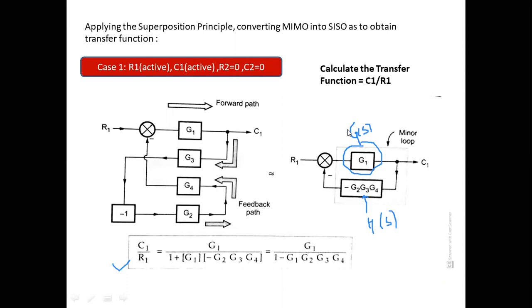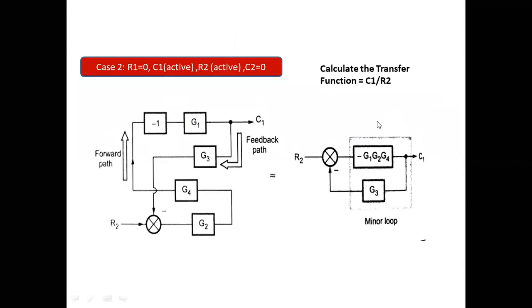Now considering another case, where again there is one output and one input. Let's remove the annotations and consider case number 2, and see what it tells us. In case number 2, you can see one very essential and important thing: we are just taking R2 active and C1 active.